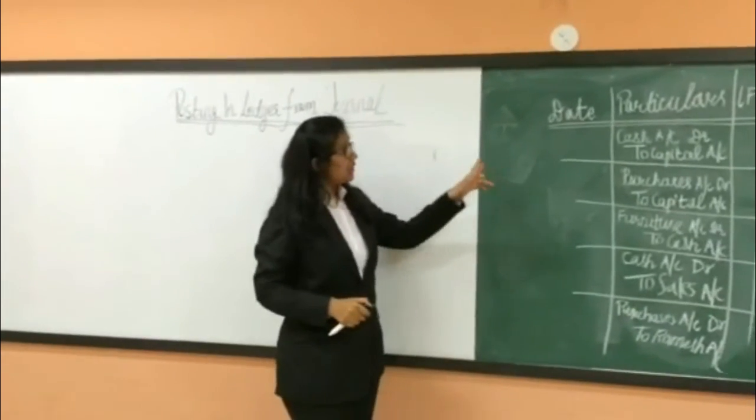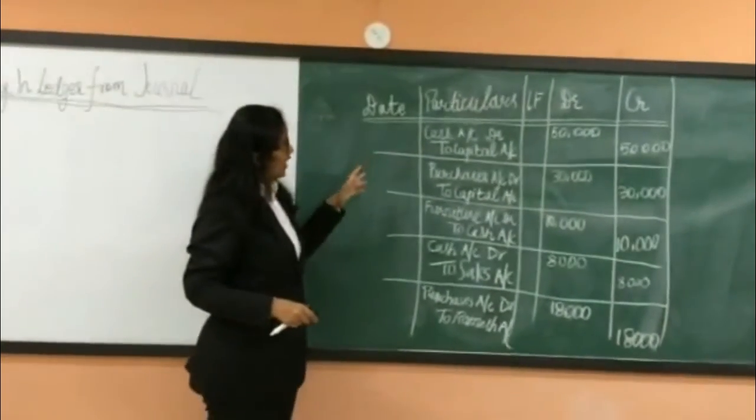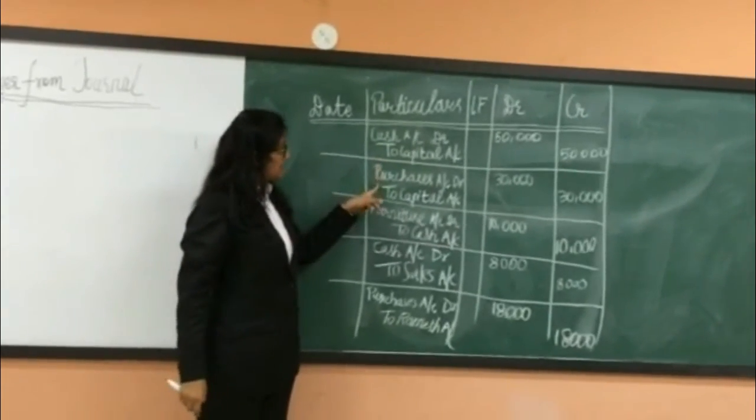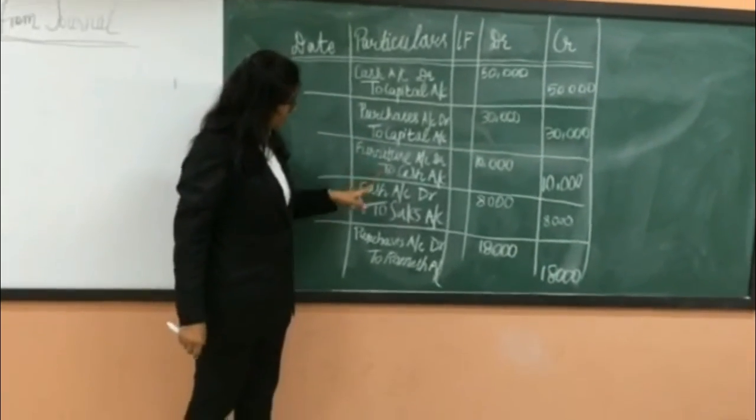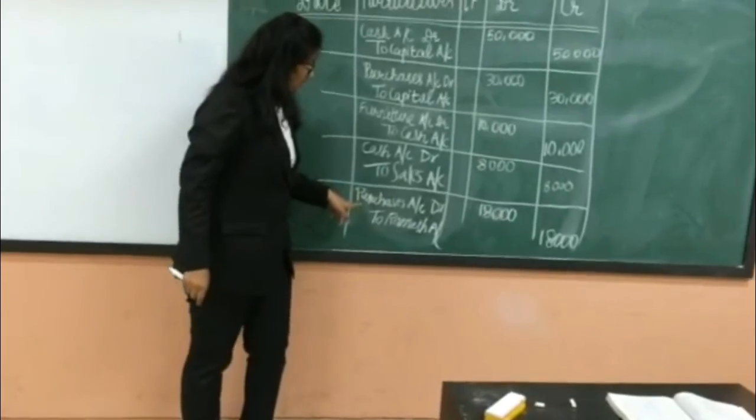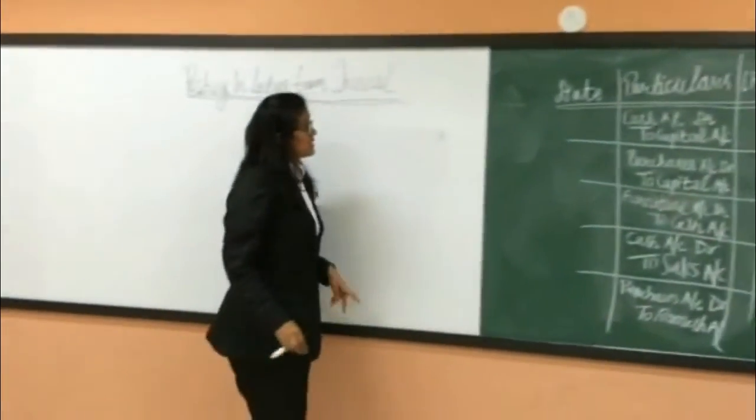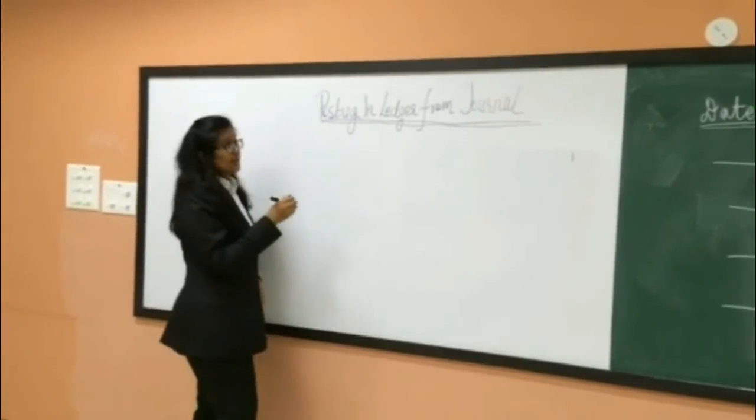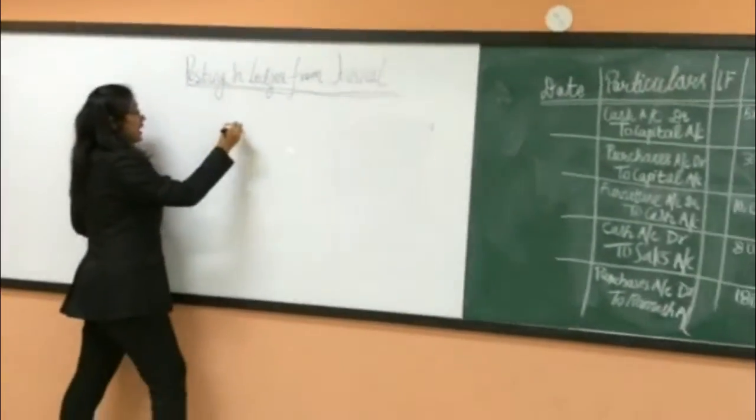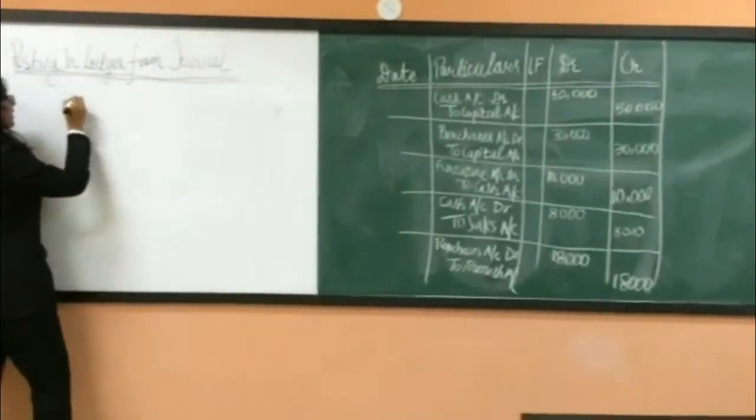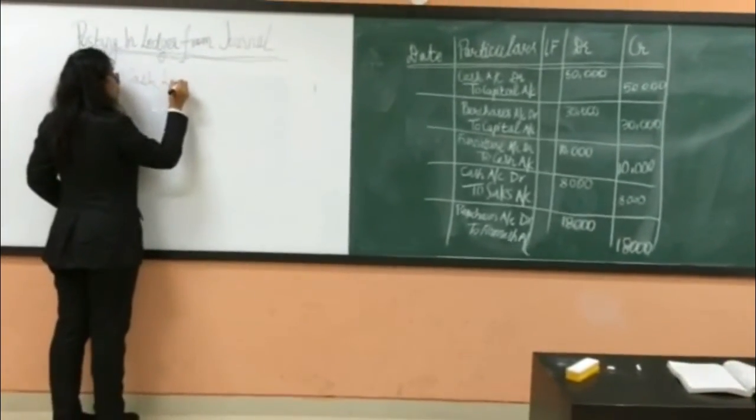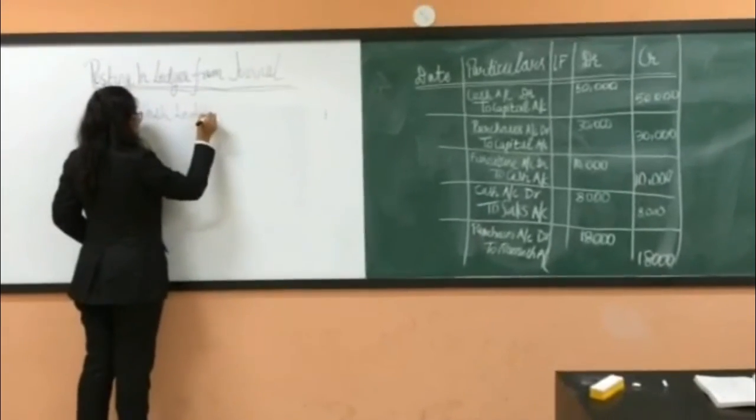First of all, look at how many accounts I actually have in my journal. I have cash account, capital account, purchases, furniture, sales and Ramesh account. So let's suppose that I want to summarize all the transactions pertaining to the cash account. So I'll be making a cash account, basically called the cash ledger. This is the format of the cash account.